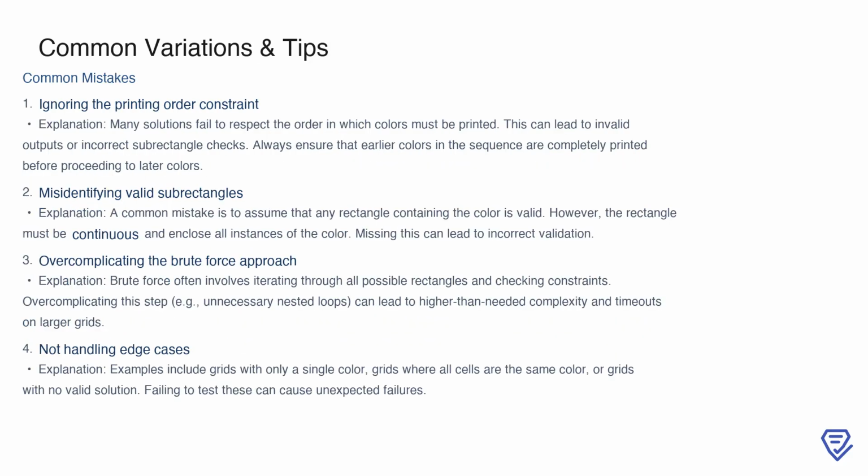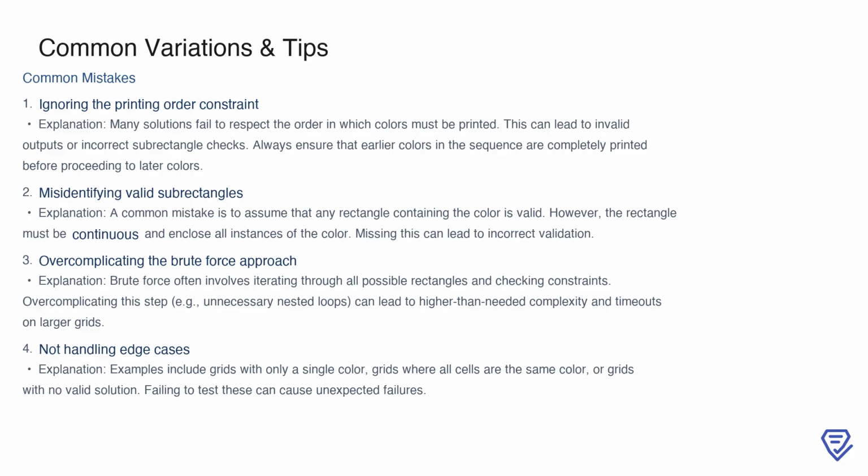When working on this problem, there are several common mistakes to watch out for. First, many solutions overlook the printing order constraint. Remember, the order in which colors are printed matters. If you don't ensure that earlier colors are fully printed before moving on to later ones, your solution may fail to produce valid outputs or correctly verify subrectangles.